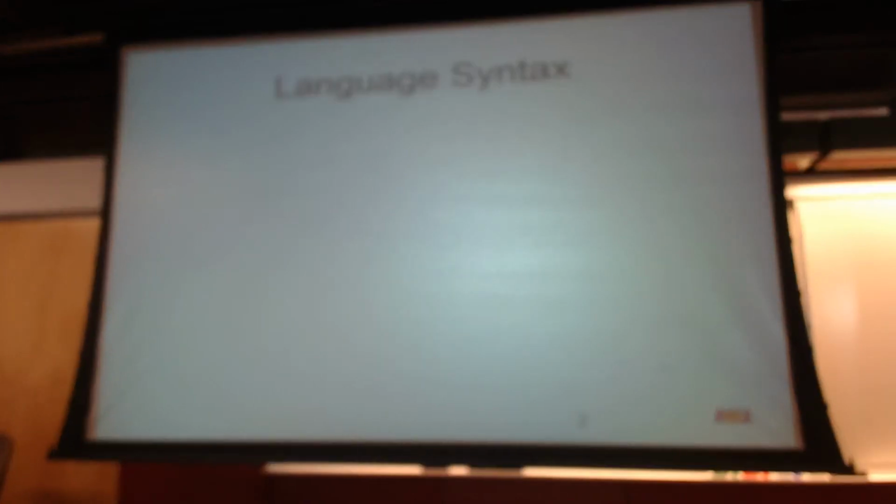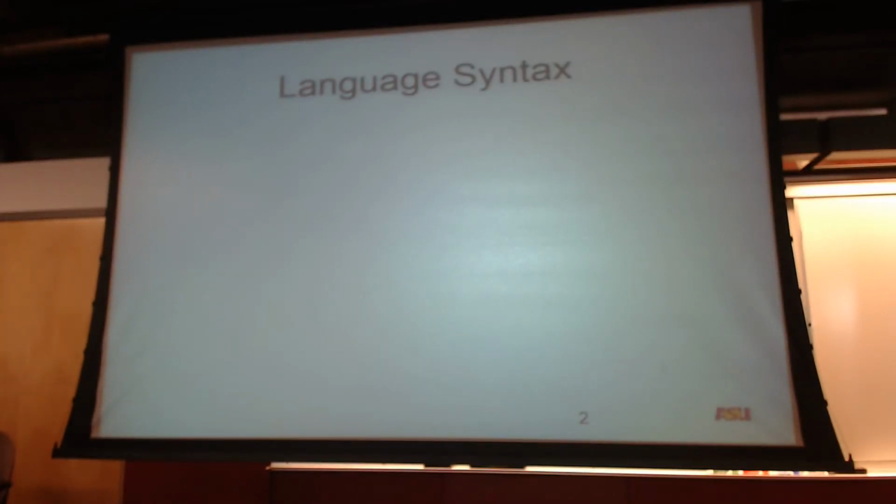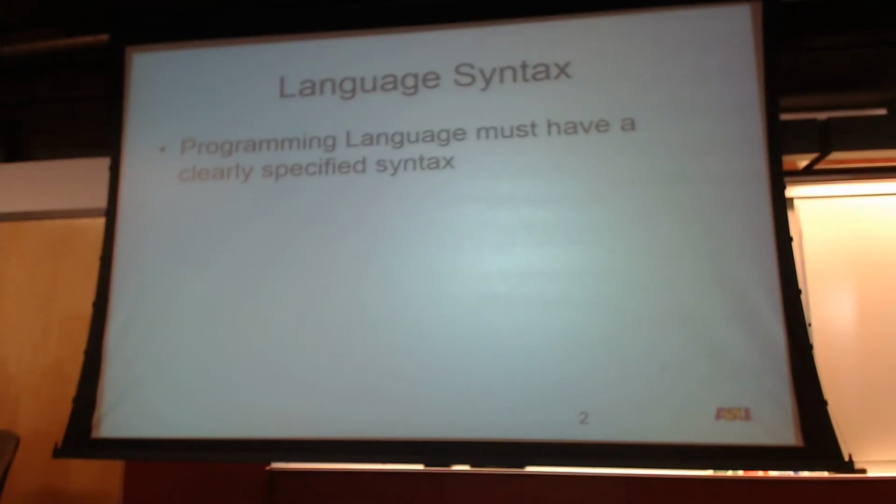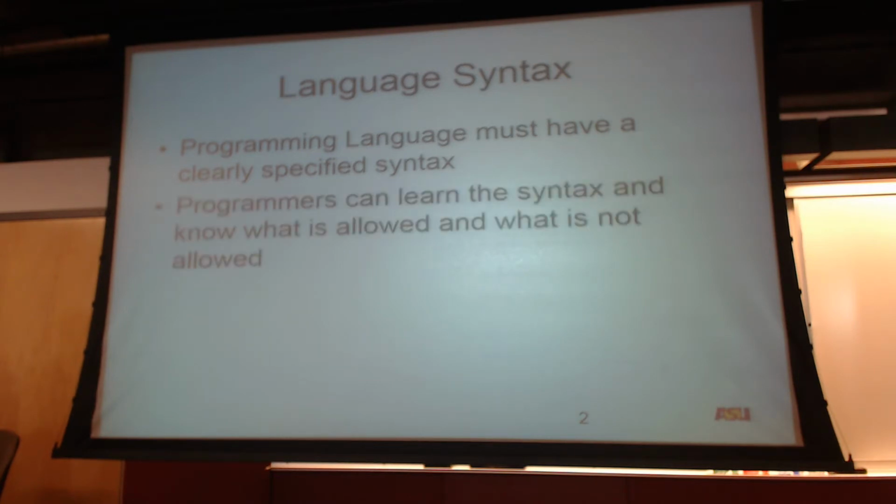So first of all, in a lexer we have to have syntax. Any programming language has to have syntax. So a programming language must have a clearly specified syntax. That is also very important. It cannot be ambiguous. So what is in a syntax? What the programmer can do while looking at the syntax is understand what is allowed and what is not allowed. What can I write and what can I not write?